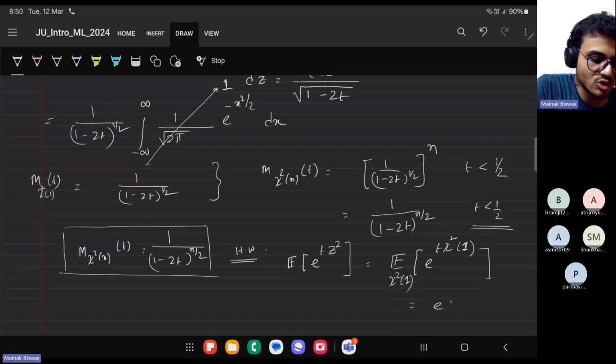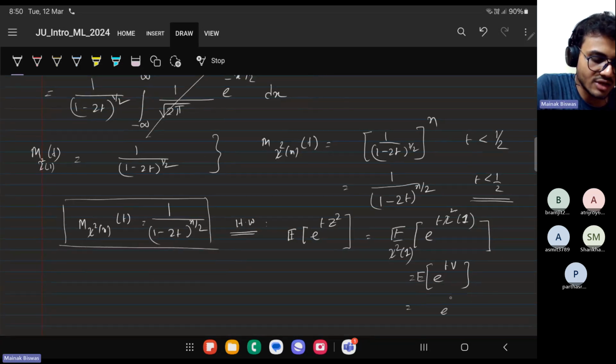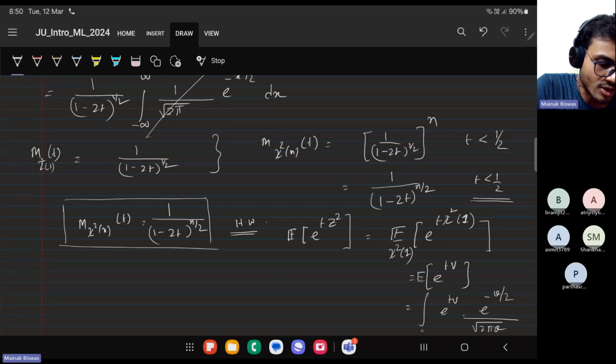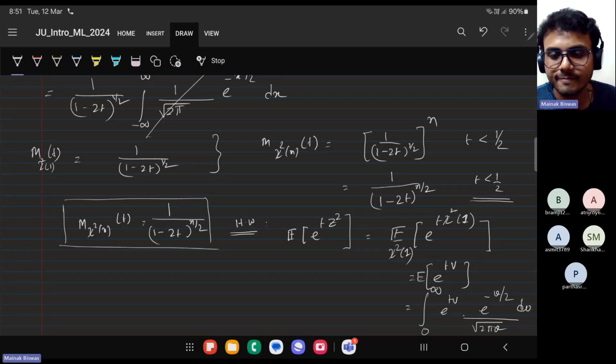So in that case, you will have e to the power tv, and you will have the integral of e to the power tv into e to the power minus v by 2, over root 2 pi v, integral from 0 to infinity dv, right? This way also I can solve, right? Your numerator z square is nothing but chi-square 1 and we found the chi-square 1 distribution, yes or no?